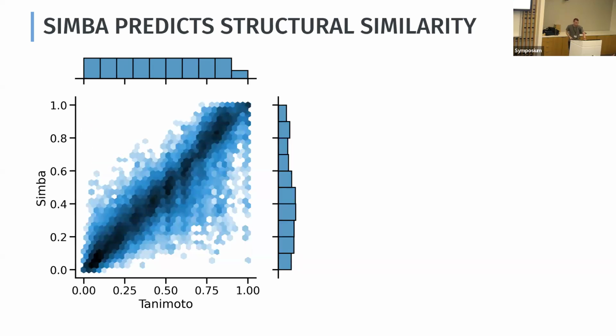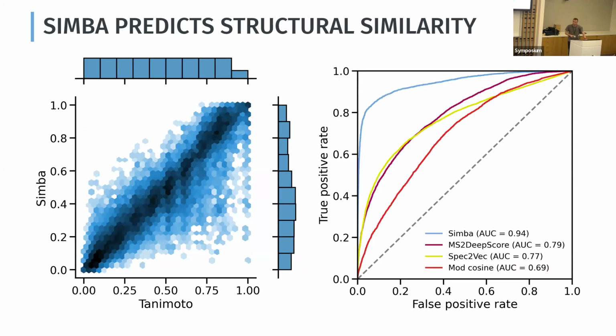If we now look at our Simba score, we see a very nice correlation between the spectral similarity and the cosine similarity. And if we compare it with alternative tools that have tried to do something similar, such as Spec2Vec and MS2 Deep Score, we also see that Simba outperforms them quite significantly.